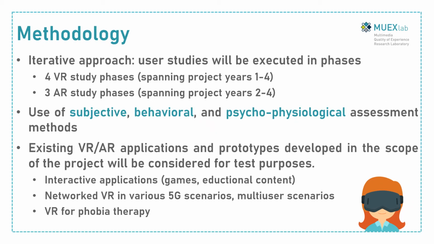So with respect to the methodology, the project plans to employ an iterative approach where user studies will be conducted in phases. So 4 VR study phases spanning project years 1 through 4 and 3 AR phases spanning project years 2 to 4, with the idea being to gradually refine the selection of influence factors and enhance model performance. So certain research goals will be addressed in each phase, and then analyzed results will serve as input for subsequent studies, which will then be planned.